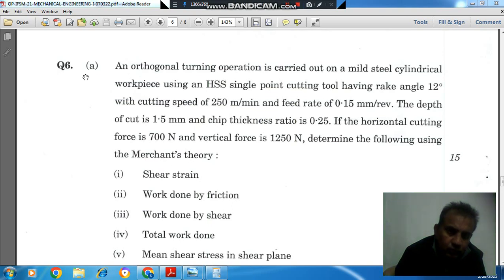Hello, welcome again. We are solving Indian Forest Services Mechanical Engineering Paper 1 of year 2021. Question number 6 is 6A.